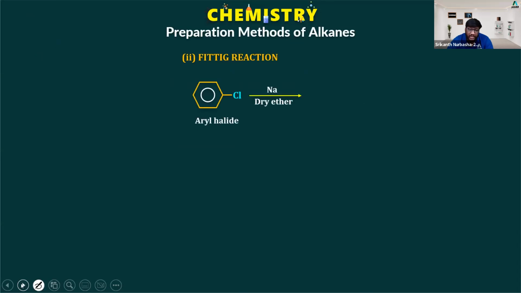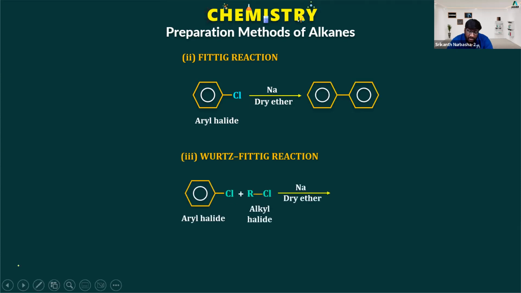And then comes the Fittig reaction and the Wurtz-Fittig reaction. What is the Fittig reaction, students? Fittig reaction means that instead of alkyl halides, if you take haloarenes, like aryl halide, treated with sodium in the presence of dry ether, it will form biphenyl systems. The carbon chlorine bond is going to be cleaved, although this reaction is not going to be as easy as that of alkyl halides, because there you get simple free radicals, but here you get a phenyl radical which is unstable. Phenyl radical is slightly unstable due to electronic repulsions.